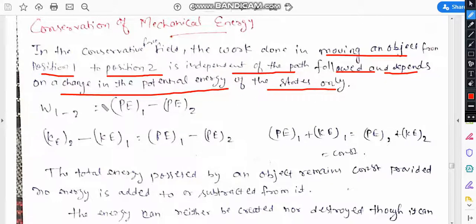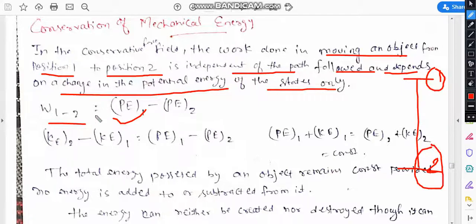Okay, so the work done W12 is given by the change in potential energy. If you suppose this is your position 1 and this is your position 2, then mgh1 minus mgh2 is the change in potential energy. And for kinetic energy, here v is 0 and here v is equal to some velocity v, so the change in kinetic energy is final minus initial.